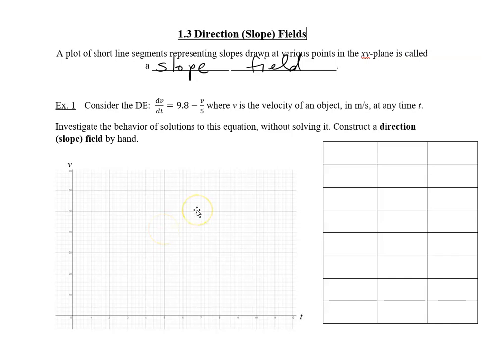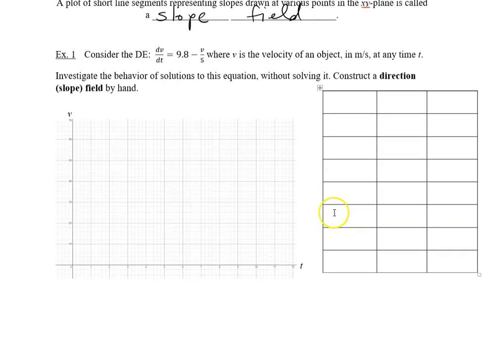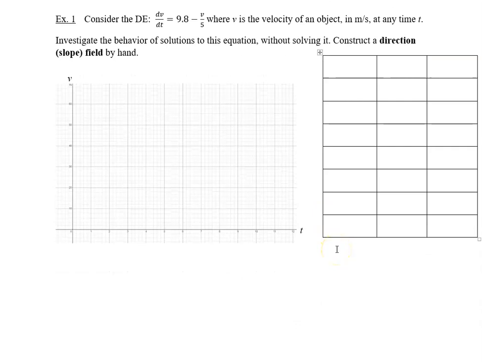So let's do a quick example of what this looks like. The purpose of a slope field is to give us an idea of what the solutions of the differential equation are doing. Remember I said earlier on, some differential equations are very difficult to solve, sometimes impossible to solve, especially by hand. And so a slope field helps us get an idea of what the solutions are doing and what that long-term behavior is. So this differential equation, dv/dt, represents the velocity of an object. We're looking at dv/dt equals 9.8 minus v over 5. Investigate the behavior by drawing a slope field.